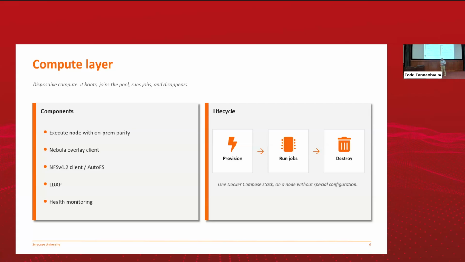So what does it look like? It is an execute node running the HTCondor LTS Docker image. What did I add to it? I added a Nebula overlay network so it could look and feel like it's sitting on-prem, a nice flat subnet. How is it connected to storage? NFS v4.2. How does that home directory get connected? Through AutoFS when a researcher's job lands on that node. Where does it get that information? It gets that information from LDAP.